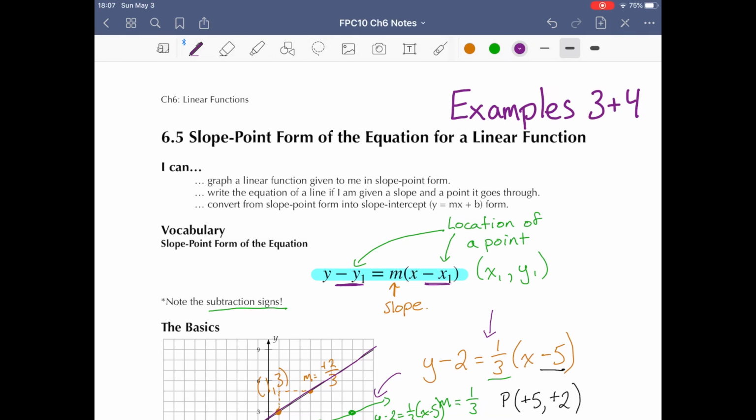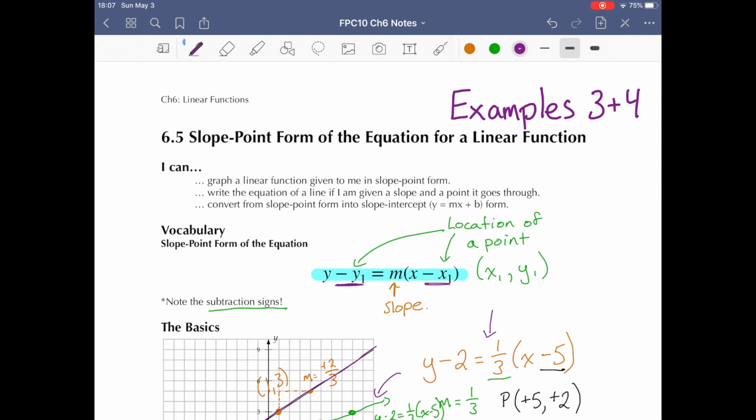Hello, this is Mr. Stein, and in this video, we're going to look at examples 3 and 4 for section 6.5, the slope point form of the equation for a linear function. After you're done this, you should be able to graph a linear function given in slope point form, write the equation of a line if I'm given the slope and the point it goes through, and convert from slope point form into slope intercept y equals mx plus b form.